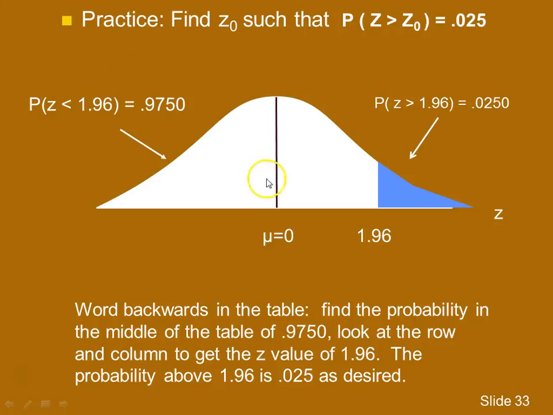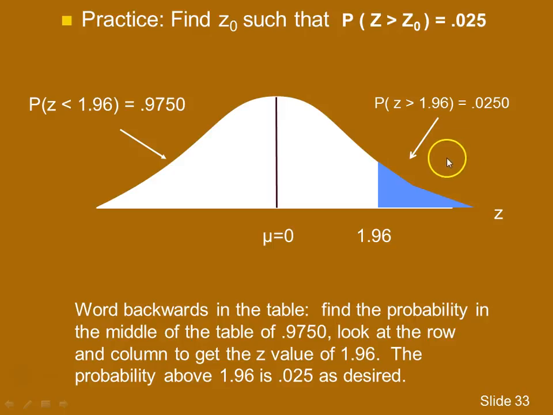First, we should realize that the z value we're looking for has to be in the upper end of the distribution. Why? Because you have a very small probability above that z value. If z0 was down here, a negative value, you'd have a very large probability above it. But 0.025 is a very small probability. So the z value we want is up here somewhere, such that the area above it is 0.025.